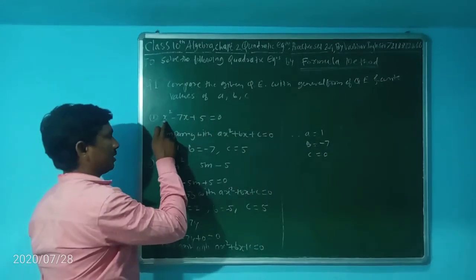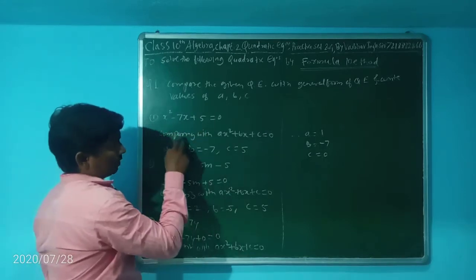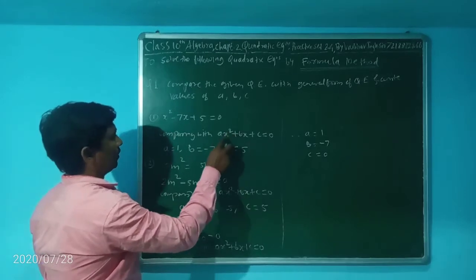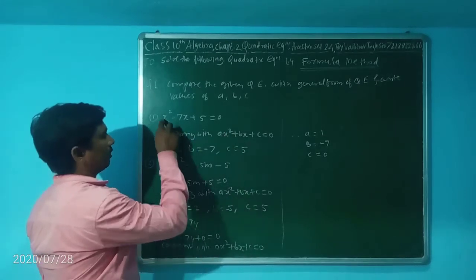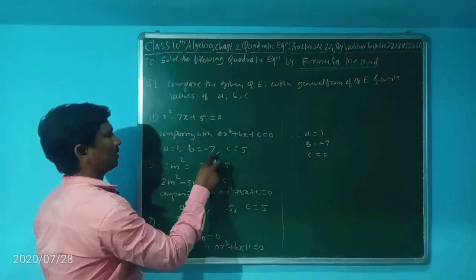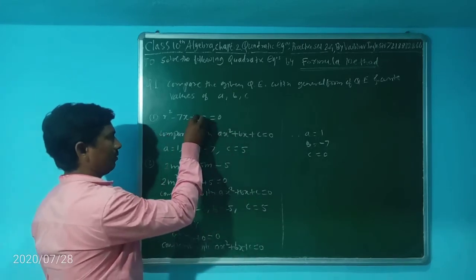The first example is x square minus 7x plus 5 equals 0. If you compare this with the general form ax square plus bx plus c, then the coefficient of x square is a equals 1, the coefficient of x is b equals minus 7, and the constant term c equals 5. This is simple.